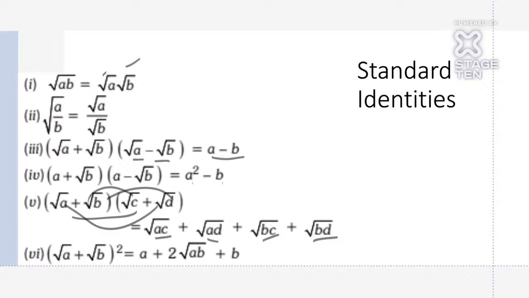And root A plus root B whole square gives me A plus 2 times root AB plus B. That is nothing but the identity A plus B whole square, that is A square plus 2AB plus B square. So A square means root A whole square, that is nothing but A, plus 2 times root A times root B, so 2 times root AB, and plus root B whole square, that is B only.